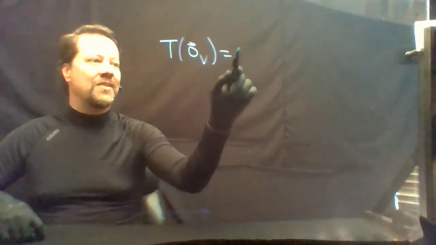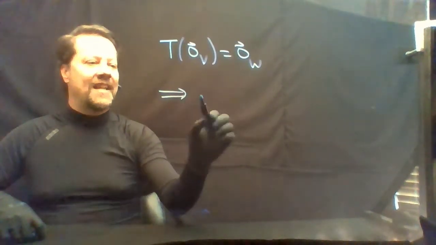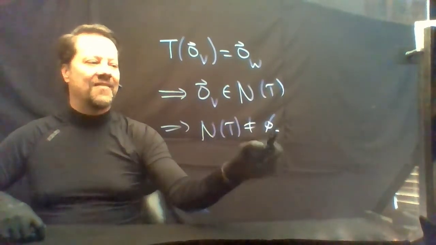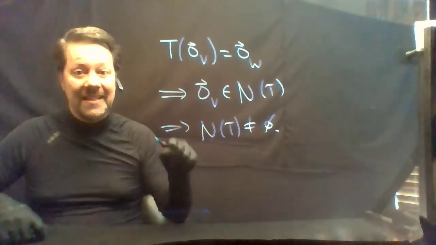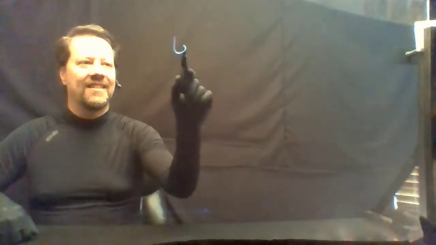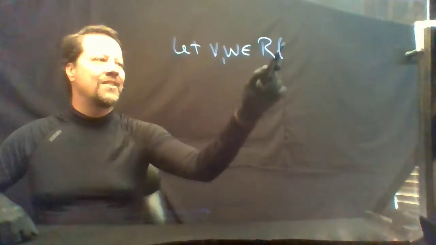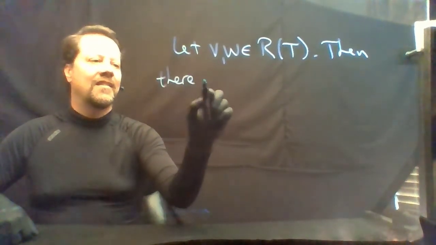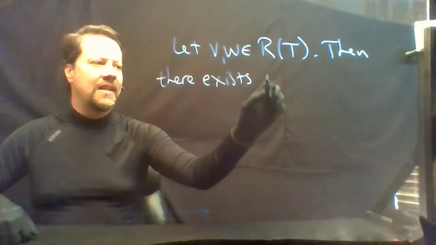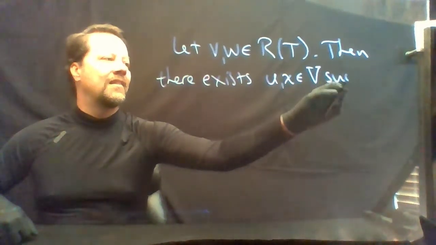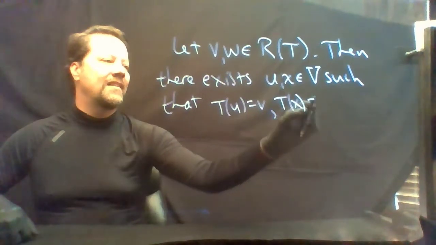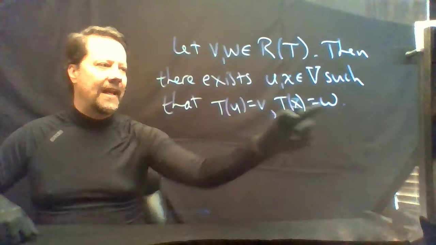Is the null space empty? Well, T of 0 in the domain space is the 0 in the codomain space. That implies the 0 in the domain space is an element of the null space, and hence the null space is not empty. Therefore, the null space is a subspace of V. To this end, let V and W be elements of the range. What does that mean? That means there exist two things, let's say U and X, in V, such that T of U is V, T of X is W. Something has to map onto V and W if they are in fact in the range.